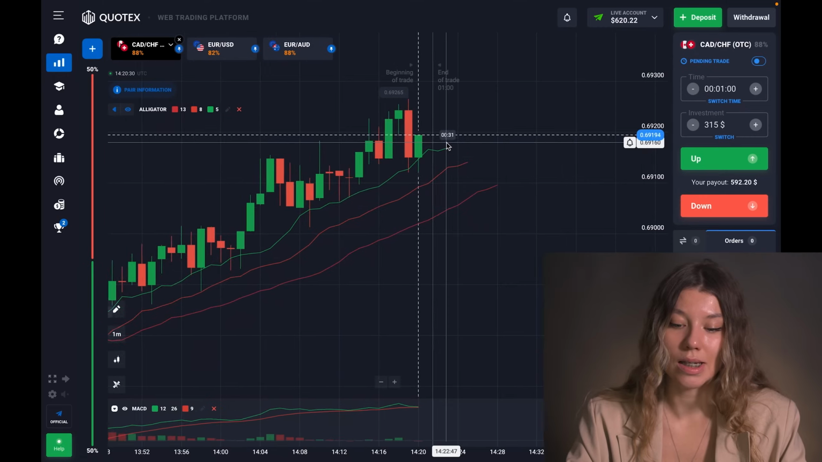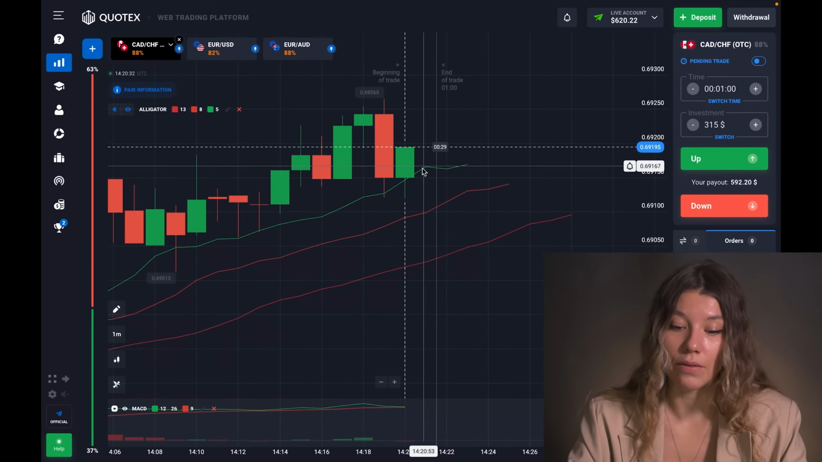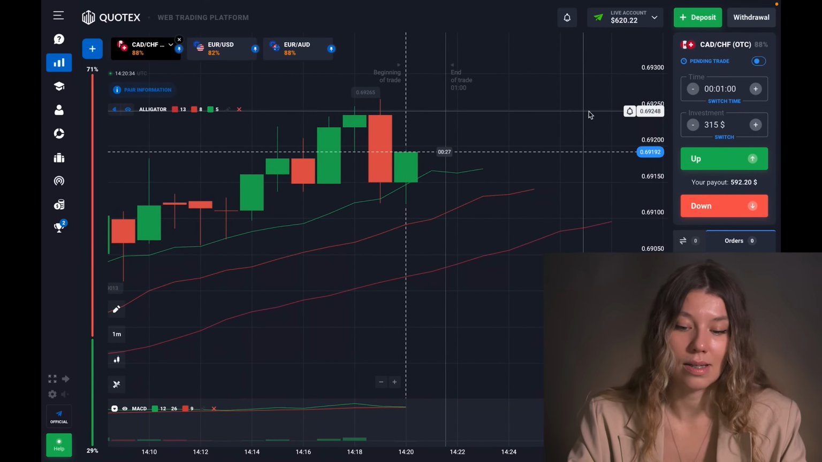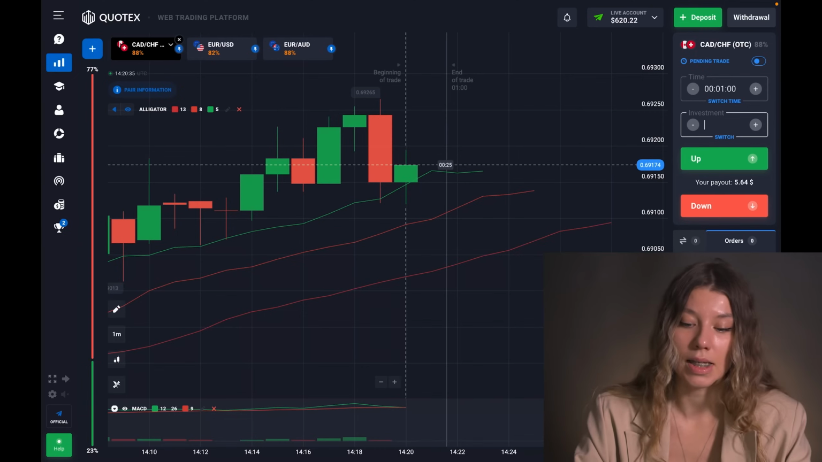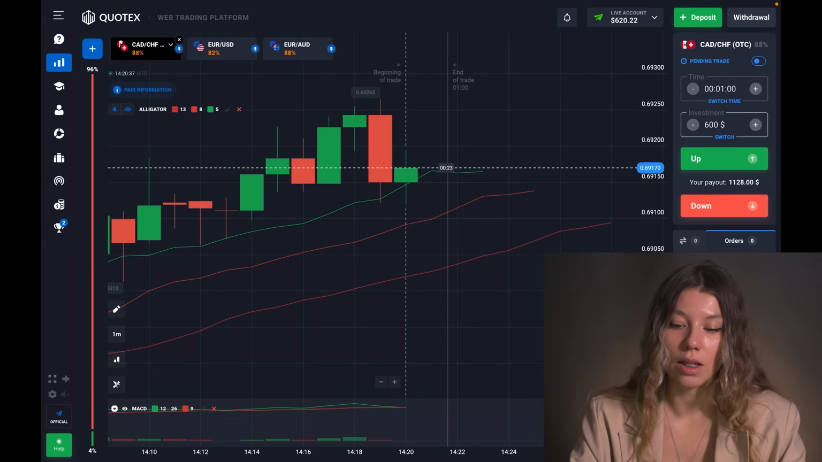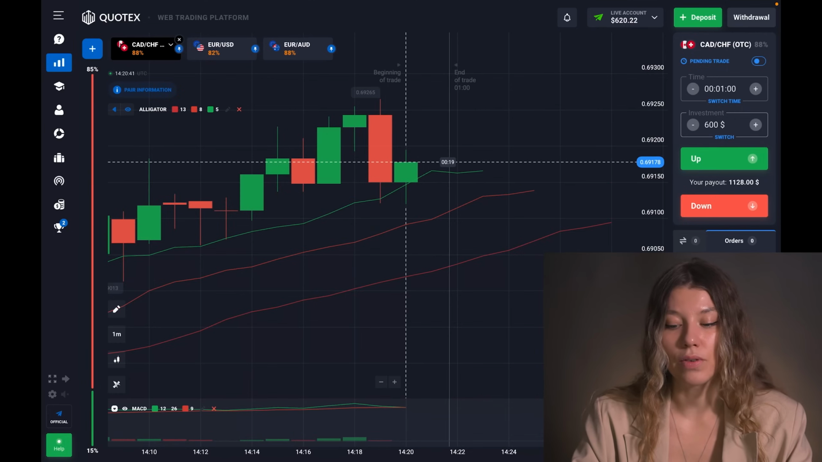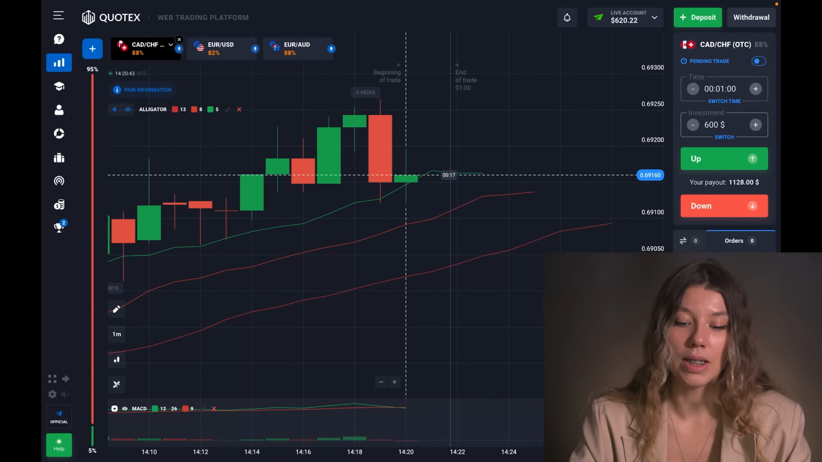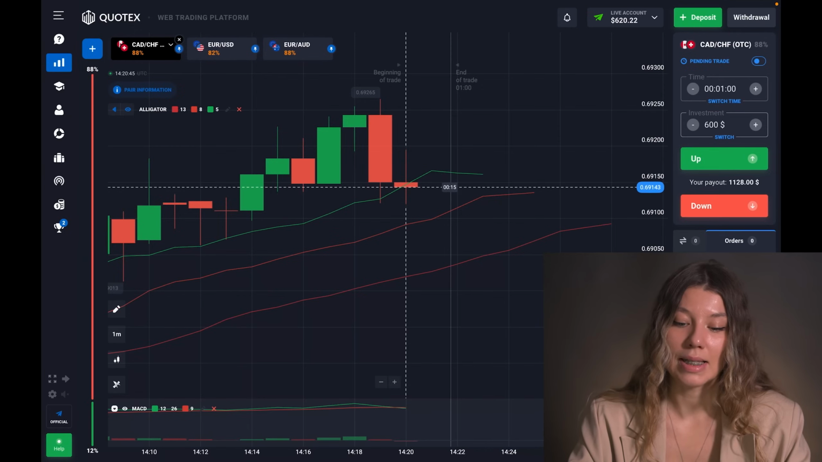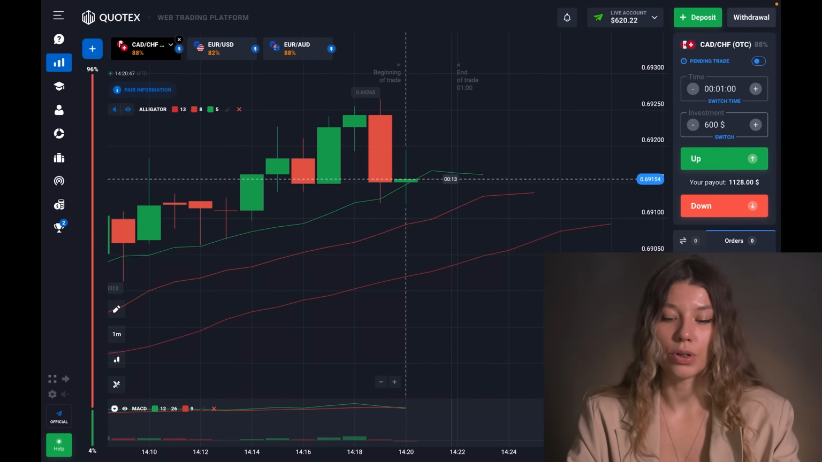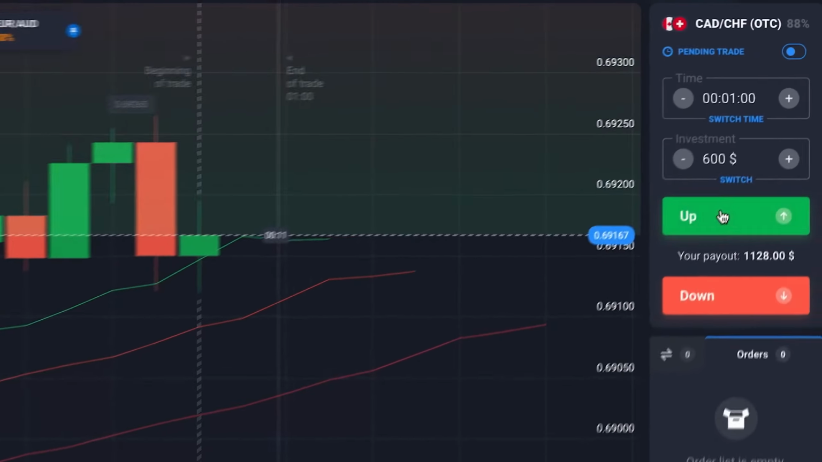So friends, this is very interesting for me, and I will definitely enter this deal with the $600. Yes, you see here I trade more than 90% of my account because the situation is really confident, and from this point let's be ready for a call option, and let's do it right now.